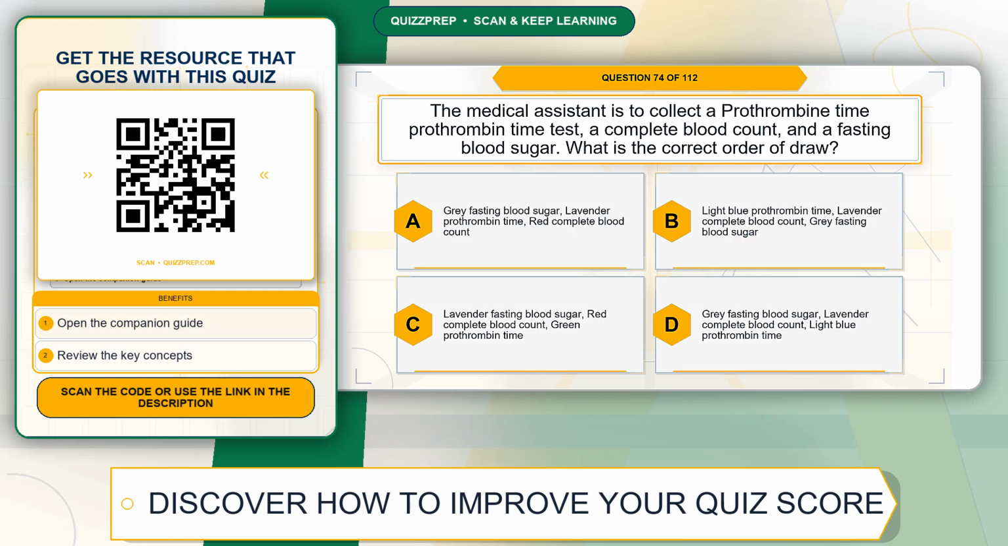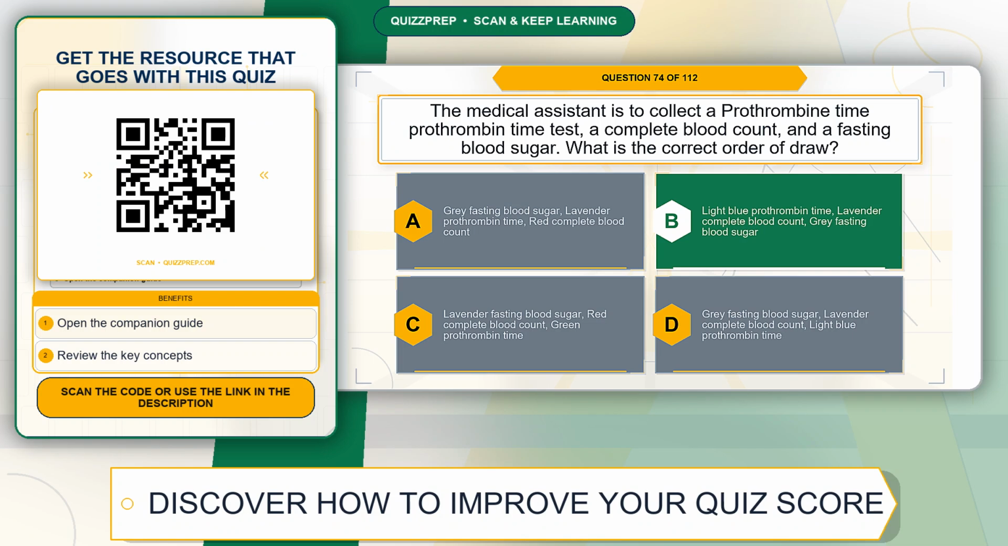Question 74. The medical assistant is to collect a prothrombin time test, a complete blood count, and a fasting blood sugar. What is the correct order of draw? Option A, gray fasting blood sugar, lavender prothrombin time, red complete blood count. Option B, light blue prothrombin time, lavender complete blood count, gray fasting blood sugar. Option C, lavender fasting blood sugar, red complete blood count, green prothrombin time. Option D, gray fasting blood sugar, lavender complete blood count, light blue prothrombin time. The correct answer is option B, light blue prothrombin time, lavender complete blood count, gray fasting blood sugar.